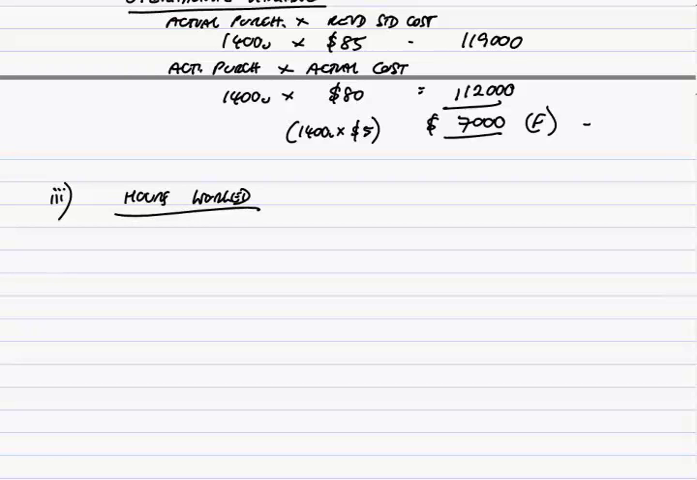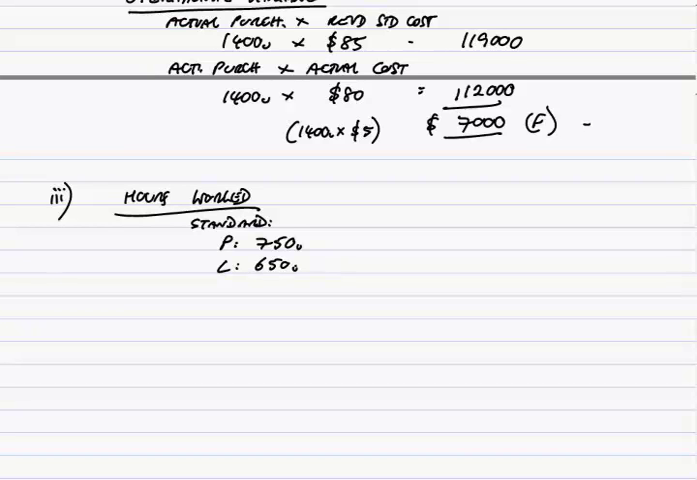Well, I can work out the standard hours, surely. The standard hours should have been 2 hours for plasma, 1.5 hours for LCD. So for plasma, how many units did we actually make? It was 750 plasma. It was 650 LCDs. That was in note 1.